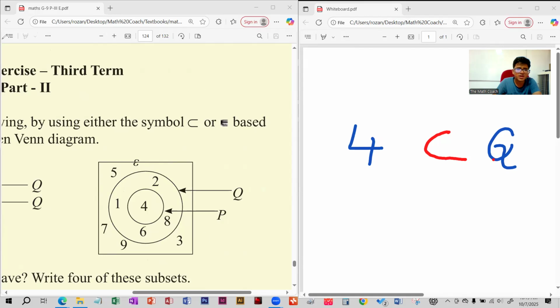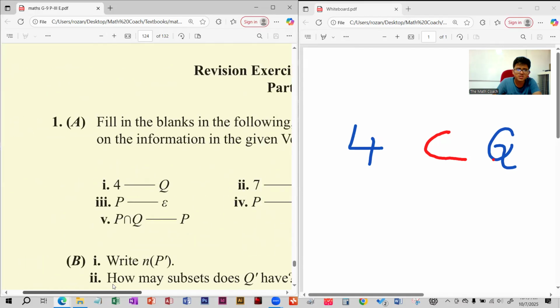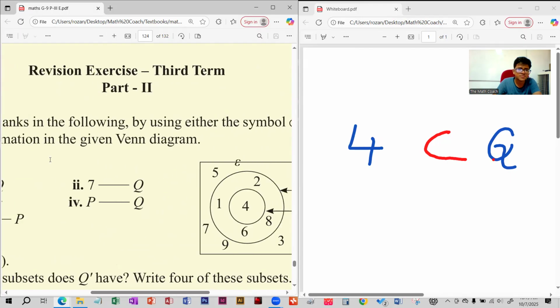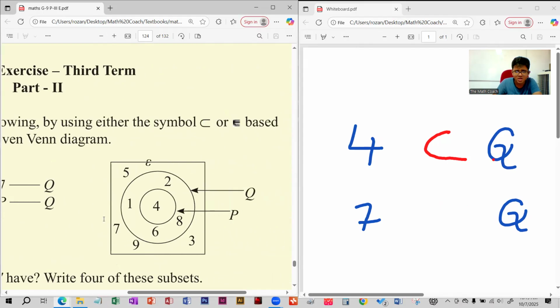Next question has 7 and Q. Let's see. Where is 7 here? 7 is outside and Q is inside. That means there is no connection here. There is no connection.